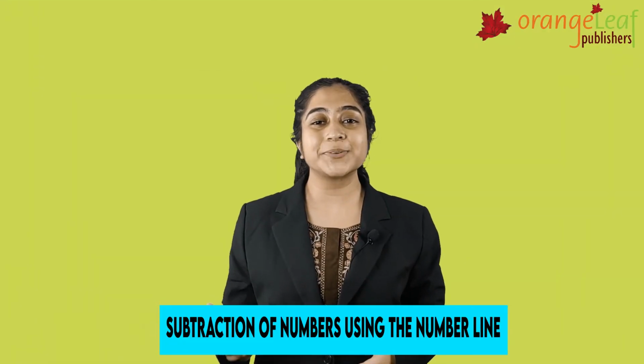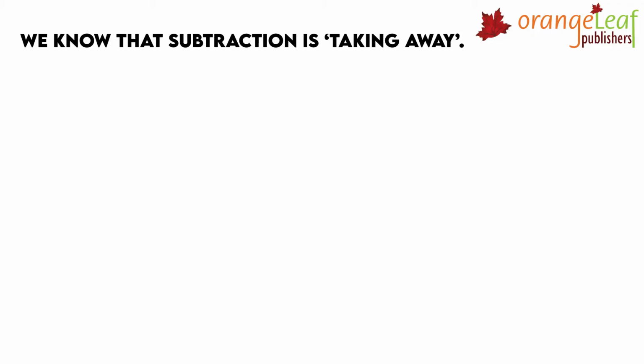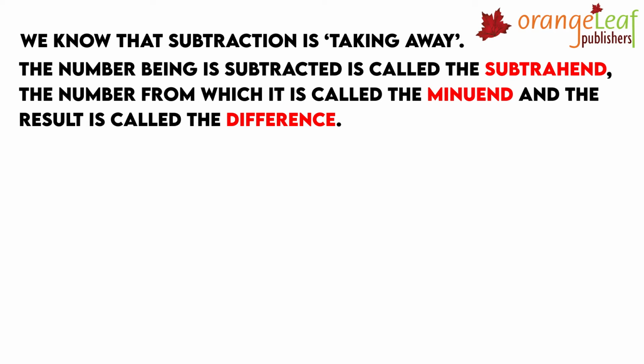Subtraction of numbers using the number line. We know that subtraction means taking away. The number which is being subtracted is called the subtrahend. The number from which it is being subtracted is called the minuend, and the result is called the difference.